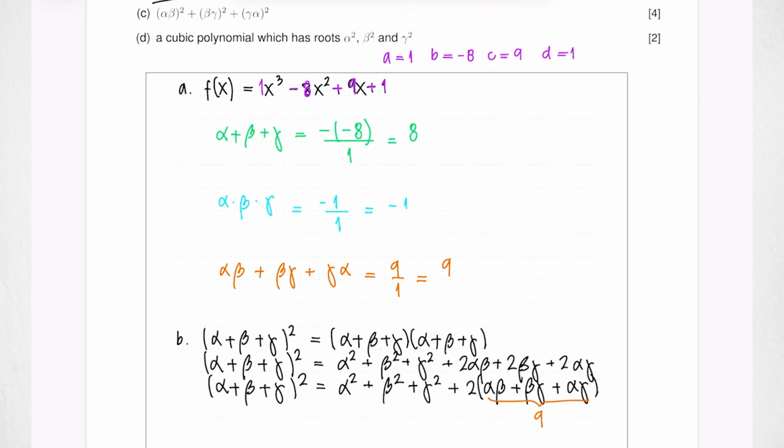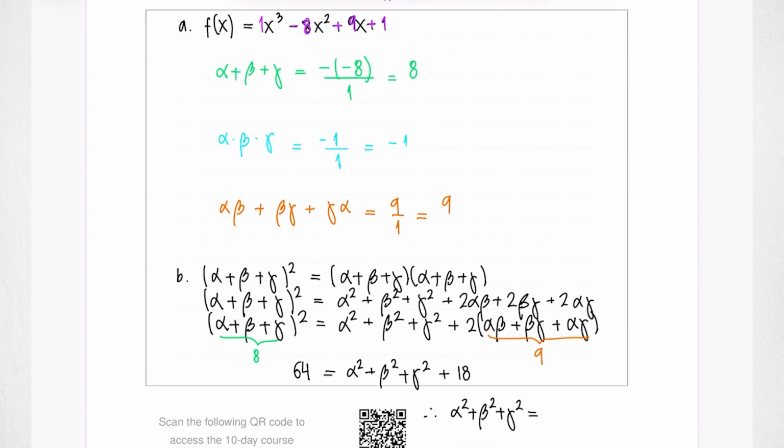So we know this is equal to 9. We also know, and color coding this, that this is equal to 8. Therefore, we have 64 equals alpha squared plus beta squared plus gamma squared plus 2 times 9. Therefore, the sum of these roots squared is equal to 46. Now, B down, let's get to C.